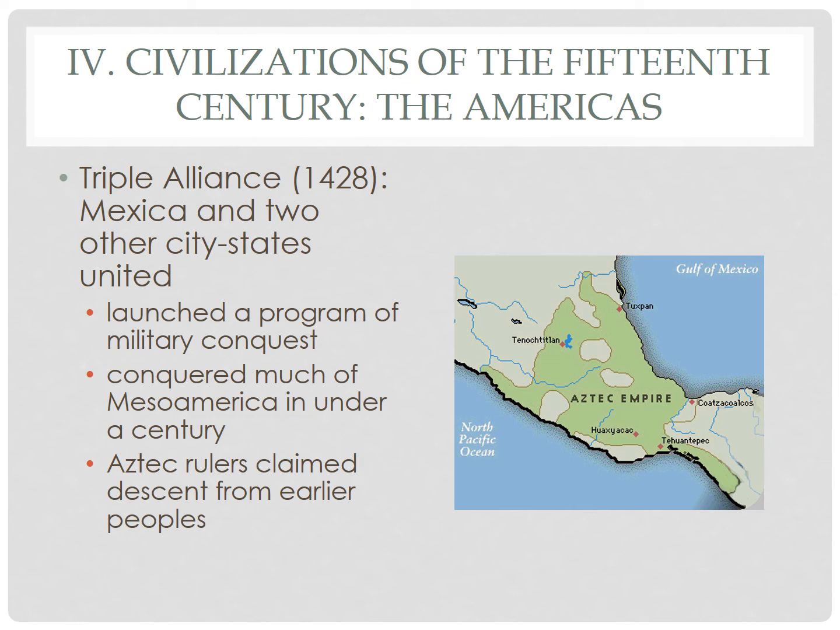And after that, they launched a program of military conquest. And they were able to conquer much of Mesoamerica in under a century, so a very, very short amount of time. And again, you can see the considerable size of the Aztec Empire in this map. And Aztec rulers claimed descent from earlier peoples to give them a mystic quality, a spiritual quality, as well as political power.